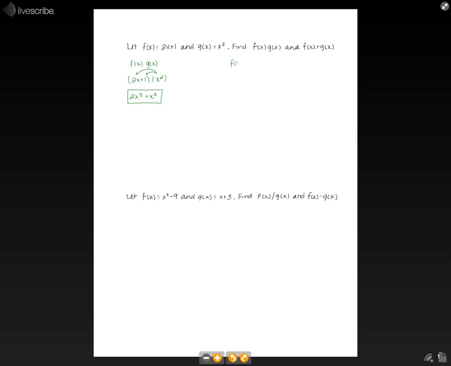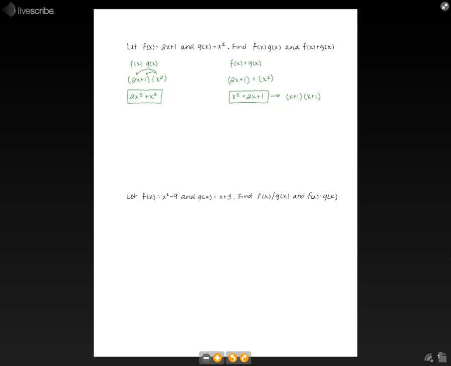Now we're going to look at f(x) plus g(x). It's the same concept. All we do is add the functions. So 2x plus 1 plus x squared. And that's going to turn into, in standard form, x squared plus 2x plus 1. If you wanted to factor that, it would be (x plus 1)(x plus 1). But we can just leave it in this form. So that's the answer to f(x) plus g(x).